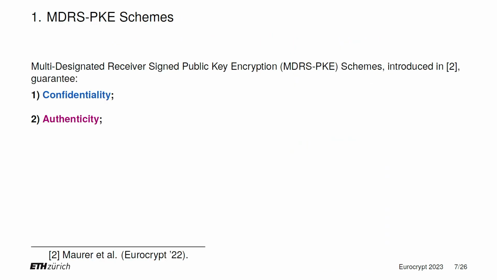Okay, so there is a type of schemes that essentially give us all these guarantees, which was introduced by Maurer et al. last year. And this is MDRS-PKE, or Multi-Designated Receiver Signed Public Encryption Schemes. And actually, they also give us anonymity. I am not going to explain why this is also useful for secure messaging in this presentation.